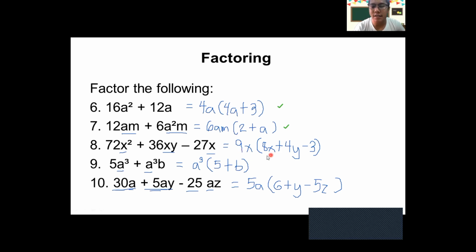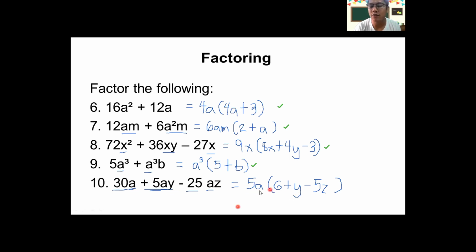Then 9x times 8x, that is 72x squared. 9x times 4y, that is 36xy. 9x times negative 3, that is negative 27x. So this is also correct. Next, a cubed times 5, that is 5a cubed. A cubed times b, that is a cubed b. Okay, correct. And we have 5a times 6, that is 30a. 5a times y, that is 5ay. 5a times negative 5z is negative 25az. So this one is also correct.